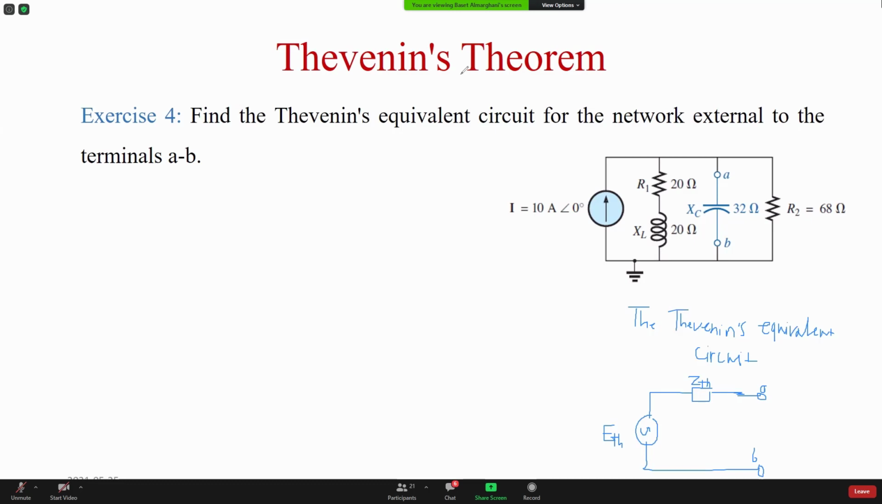And that impedance in between is just connected here. So the impedance is not included in my calculation. It's out of my equivalent circuit. This is the included equivalent circuit. So this is 32 ohms and it is XC. So two things: we're going to find Z Thevenin and we're going to find E Thevenin.